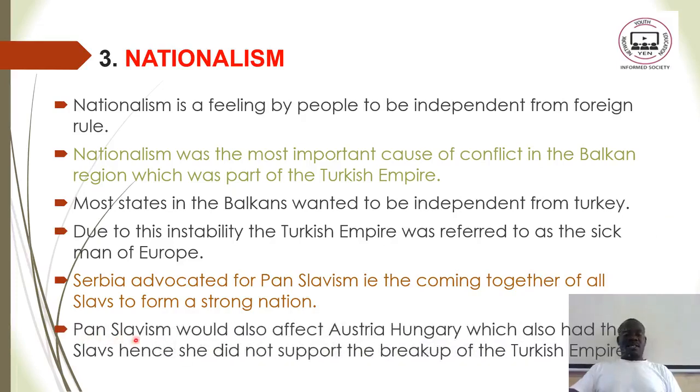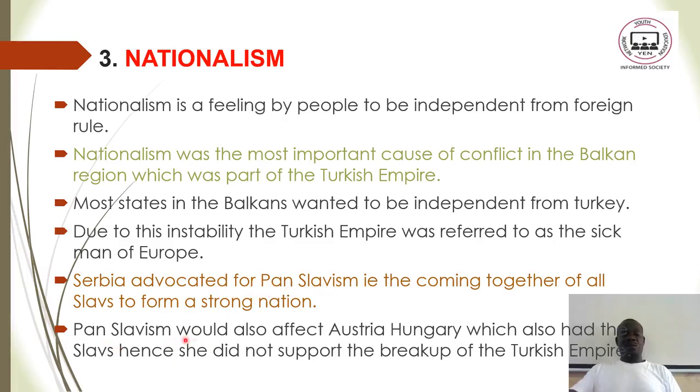So Pan-Slavism would also affect Austria-Hungary, which also had Slavs. Hence, she did not support the breakup of the Turkish Empire. So that's where the conflict of interest starts, when Serbia started to advocate for Pan-Slavism, to say all Slavs should come together and form their nation, not to be under any other rule.